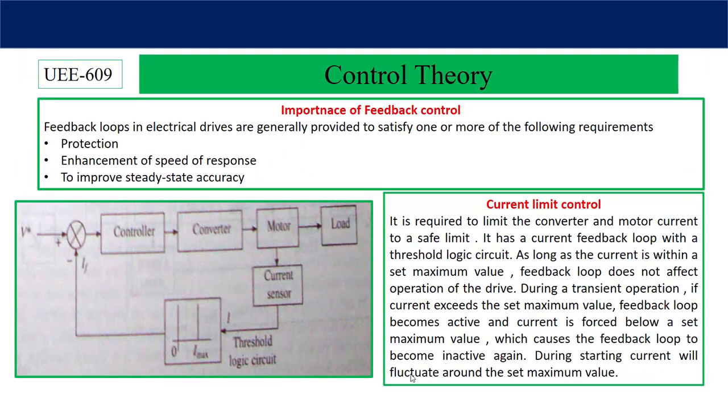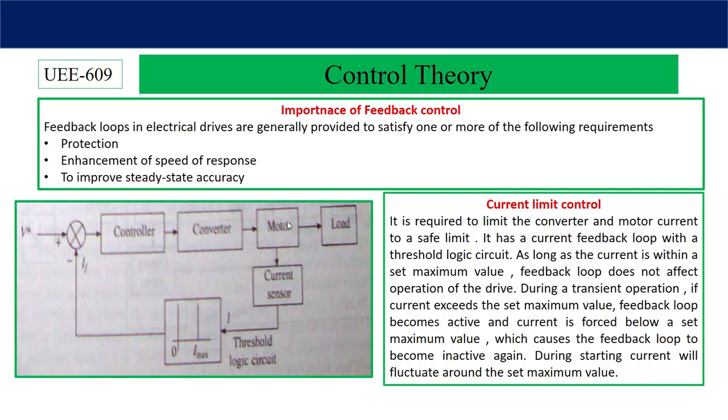So during starting, current will fluctuate around the set maximum value. Around this point at the time of starting, it will fluctuate. When it is more than this, it will be brought down to I maximum or less than I maximum. Then again it will increase, then again it will decrease. Like this, fluctuation will be there till current is within the safe value, and that is at the time of starting. After starting, when the motor reaches the steady state speed, at that time current is less than the rated limit. Generally at the time of starting, 2 to 2.5 times current is drawn by this motor from the system.